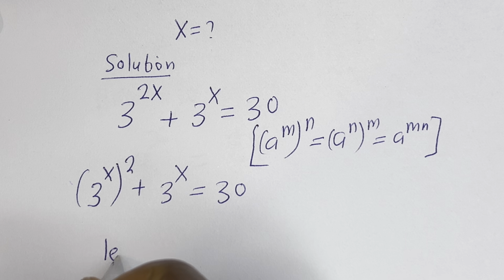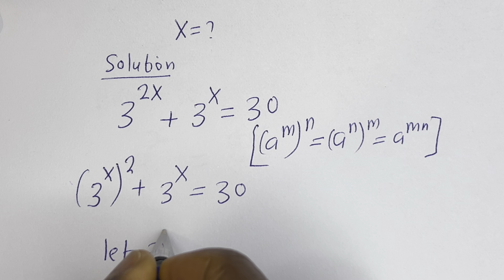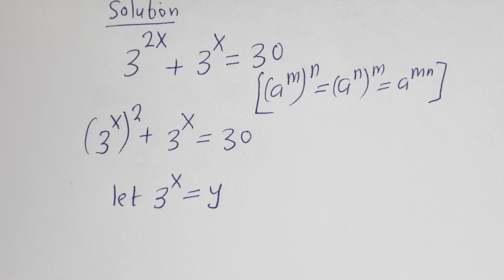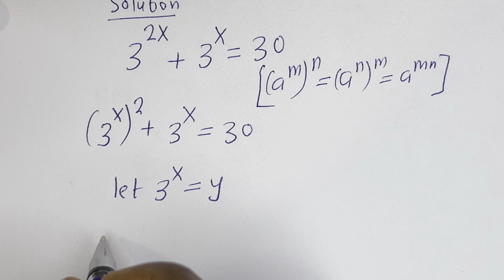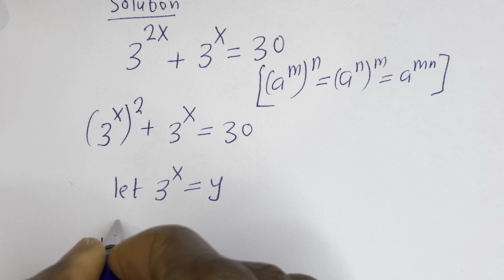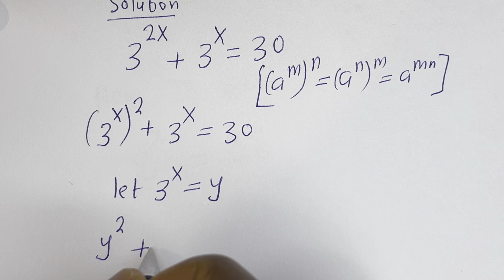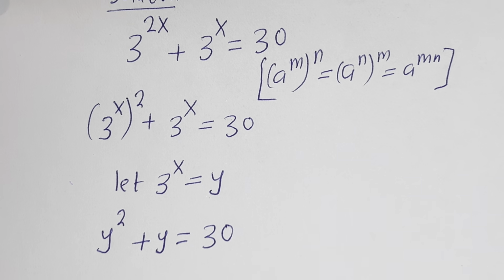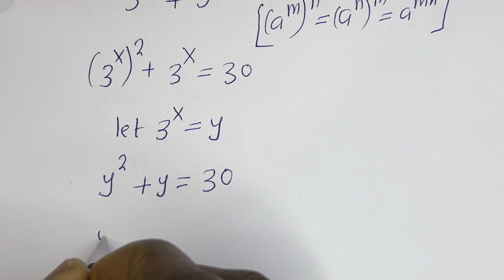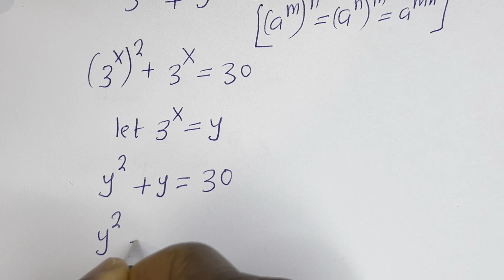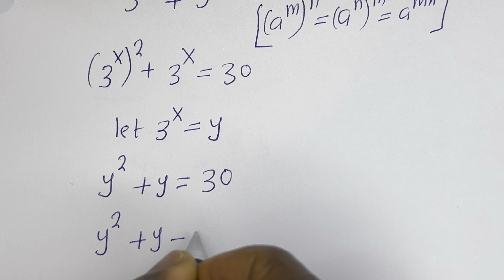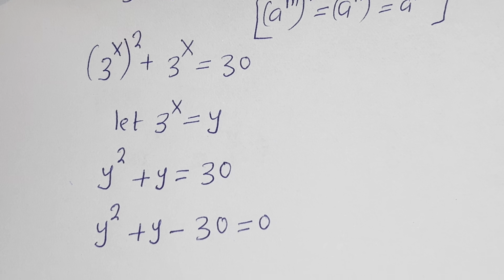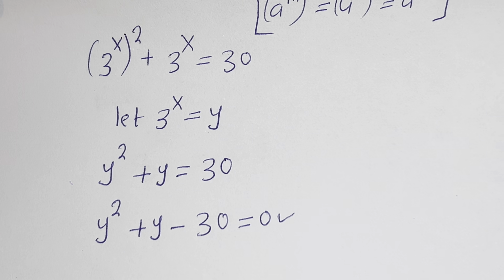Let 3 to the power of x is equal to y. Now here we have y squared plus y is equal to 30. This is y squared plus y minus 30 is equal to 0. This is a quadratic equation.